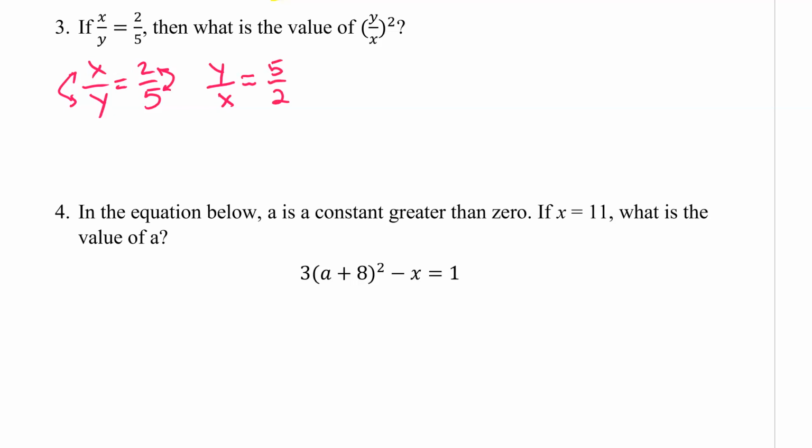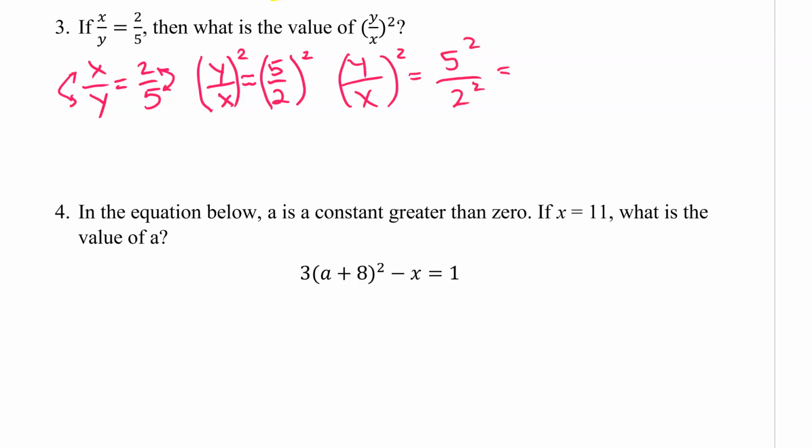And then we want that squared. So y divided by x squared. We square both of those. So we've got 5 squared over 2 squared. 5 squared is 25. 2 squared is 4. And there we go.